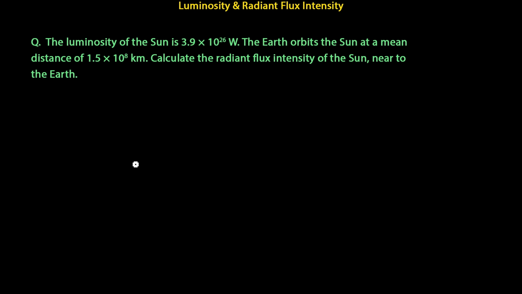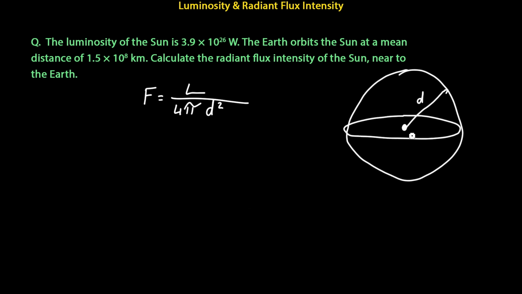So, the luminosity of the sun is 3.9 times 10 to the 26 watts. The Earth orbits the sun at a mean distance of 1.5 times 10 to the 8 kilometers. Calculate the radiant flux intensity of the sun near to the Earth. So, do you remember the formula for the radiant flux intensity? So the flux intensity is equal to the luminosity of our object divided by 4 pi multiplied by the distance squared. So all we need to do is plug in our values from our question.